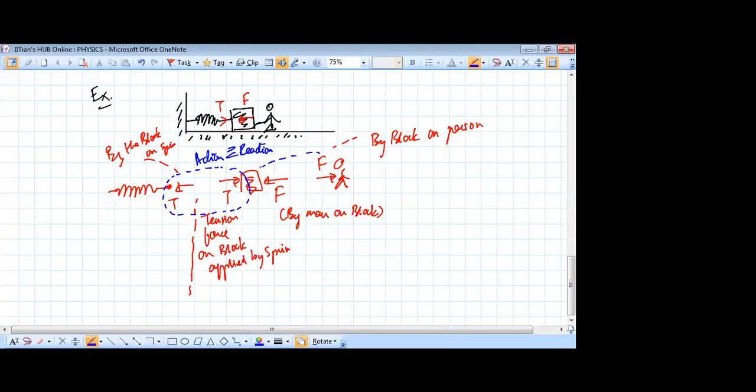These two forces, the force applied by the person on the block, and in turn the person is experiencing an equal and opposite force because of the block. So these are also an action-reaction pair. Like that, all forces act in action-reaction terms. Hope the concept is clear with the example I placed now.